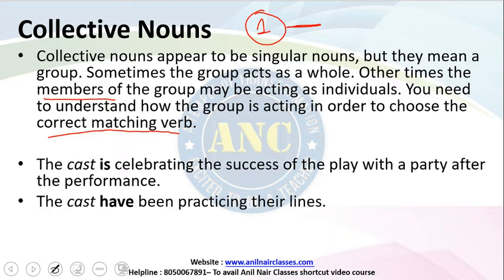So, when you say the cast is celebrating the success of the play with a party after the performance, you are talking about the entire cast, the people who've acted in the movie or in the theater play. So here the collective noun is as a whole together. Hence it is singular, and the verb is also singular.